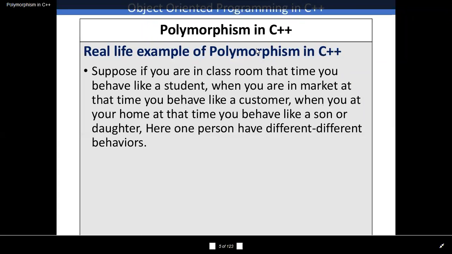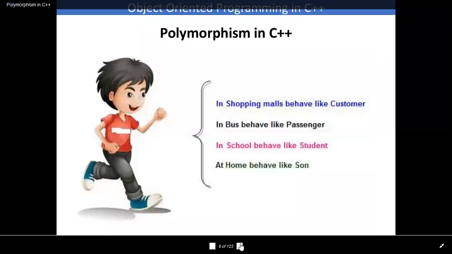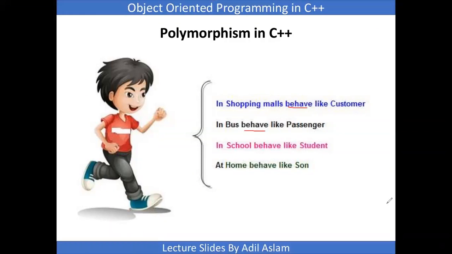Even though the name of the function is the same, we are calling different definitions or different code at different times. So that was the example. Here is another. This is the same person: in the shopping mall, he behaves like a customer. The behave is the name of the function here. In the bus, he behaves like a passenger, exactly how a passenger should behave. In school, he behaves like a student, and at home, he behaves like a son.